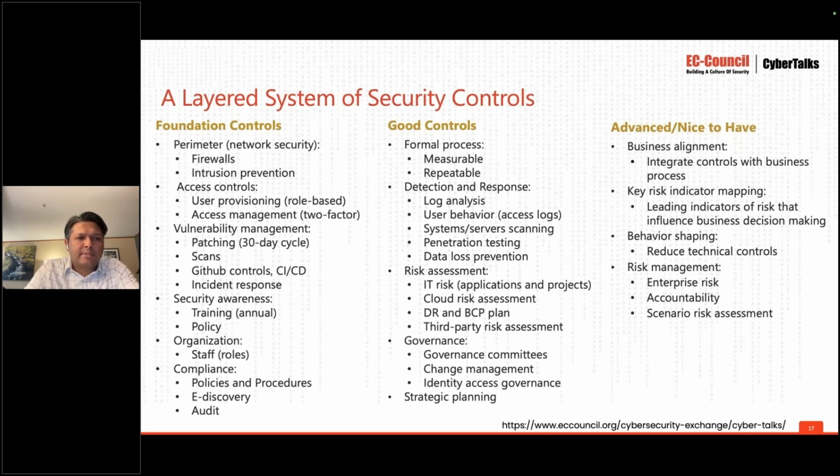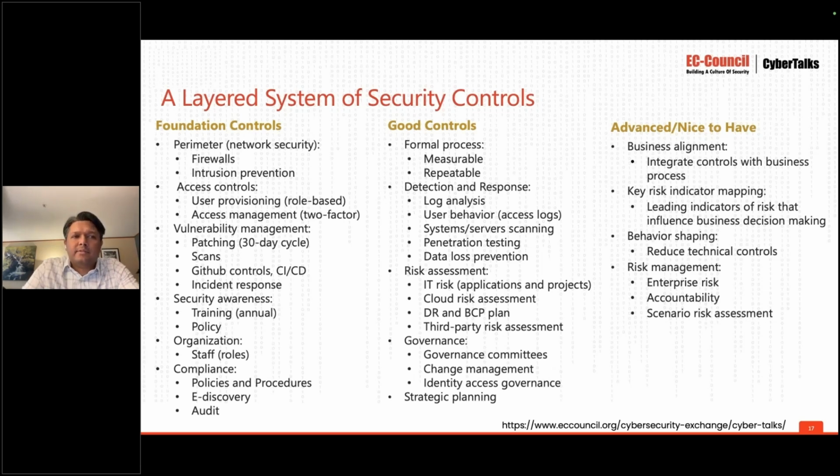Vulnerability management: make sure patching has been done. This can be automated using AWS Patch Manager. You're running scans for patching. You have all the controls on changes in the GitHub that you're making in the cloud. You have a formal incident response plan configured. Security awareness training for developers and the whole organization, so they are aware of what's going on in the security world. Organization, same stuff, role-based access to everyone, and then the compliance like policies, procedures, e-discovery, and audit.